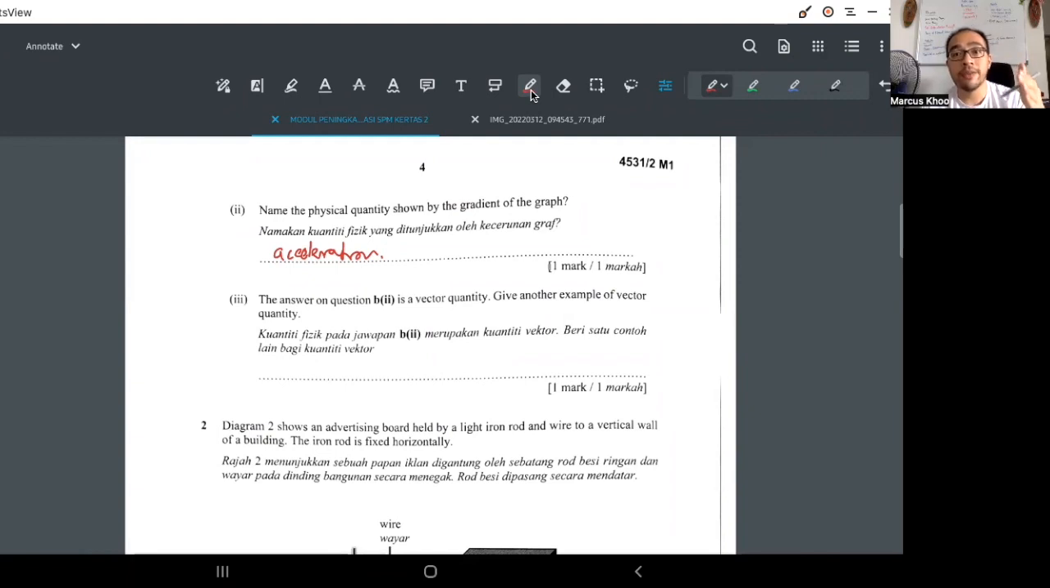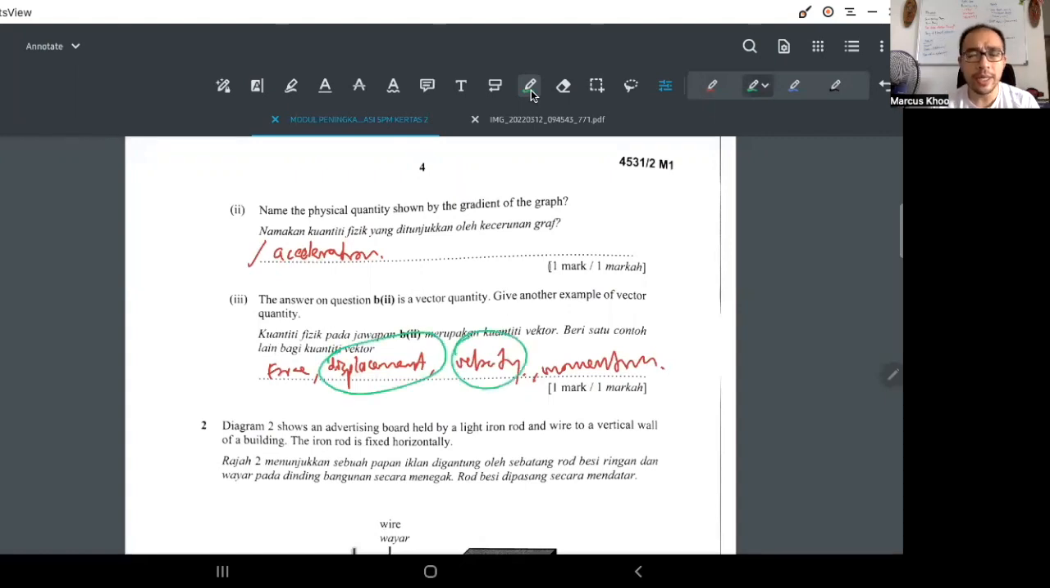Just remember that a vector quantity has not just magnitude, but it also has direction. So it can be force. You can even repeat the distance, because they want something other than acceleration. So you can actually say displacement, velocity, or momentum. In case you're afraid of repeating this answer which is already given in the beginning, I don't think it's an issue. I think you can just write displacement or velocity.